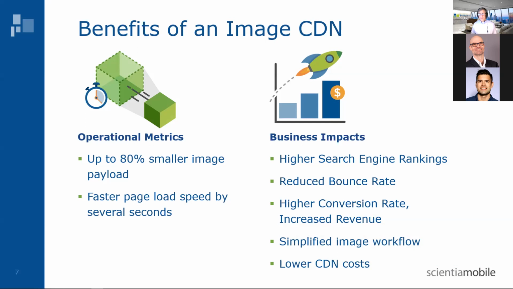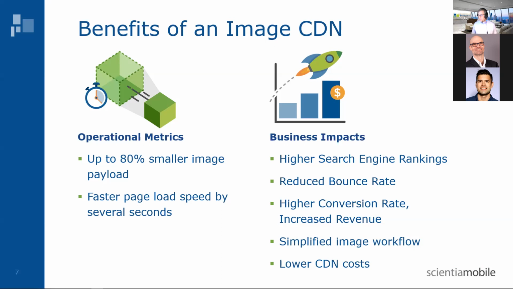But there are also business impacts that are very important. SEO is driven in part by image performance. Google takes into account how quickly a web page will load and ranks your website accordingly. The faster you can get it to load, the more likely you are to be at the top of the list. The bounce rate, you can track how many people hit your website and abandon. If you can make the website load faster, then your bounce rate will go down. Conversion rates and increased revenue follow that.